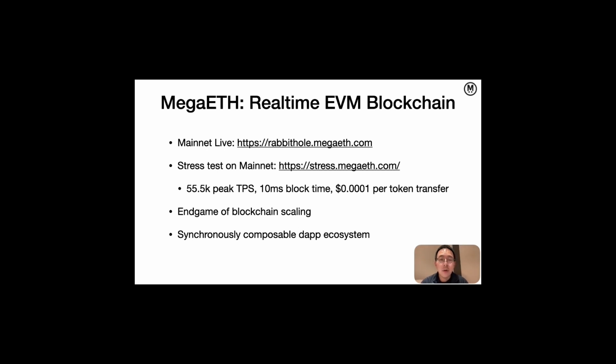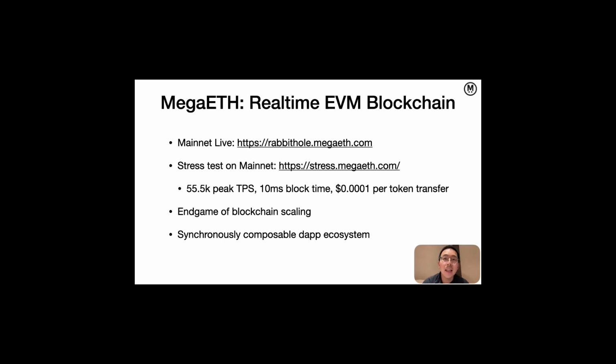We just launched our mainnet. Feel free to check out rabbithole.megaeth.com. And on the mainnet, we ran a stress test. Over the period of 7 days, we processed 11.4 billion transactions. At the peak, we processed 55.5 thousand transactions per second, while maintaining the low block interval of 10 milliseconds and the low gas fee of 1/100th of a cent per token transfer.